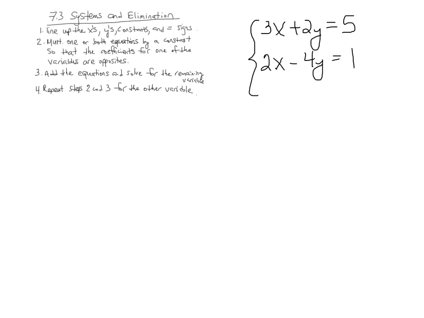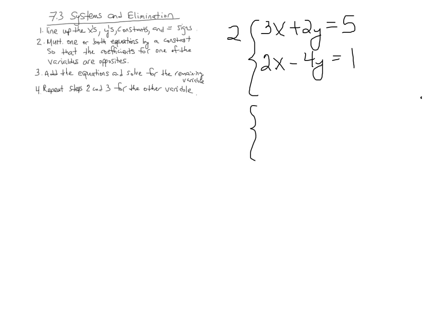Okay, so step 2 is to multiply one or both equations by a constant so that the coefficients for one of the variables are opposites. Okay, so I'm going to start with the y variables. I want these two numbers to be opposites of one another. Now they have opposite signs, but they're not opposite numbers. Remember, opposites are like 3 and -3, or 5 and -5. So I think you would see that if we multiply the top equation by 2, then we would get the coefficients of the y variables to be opposites.